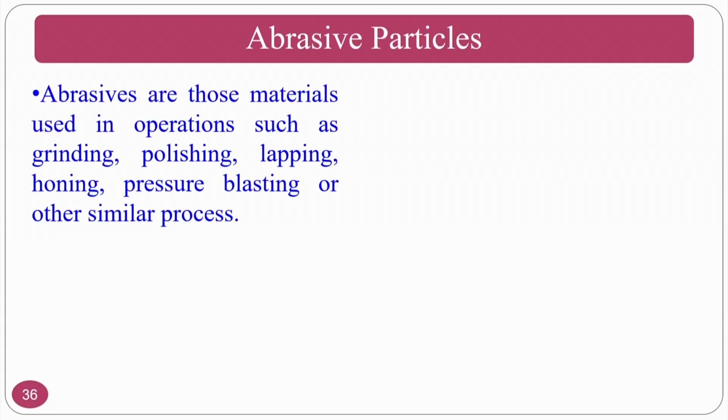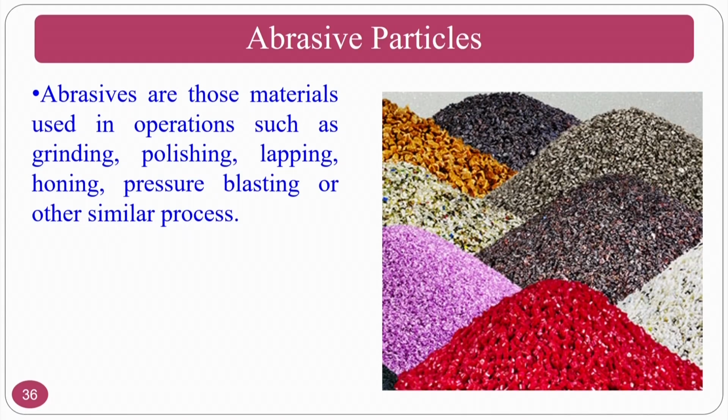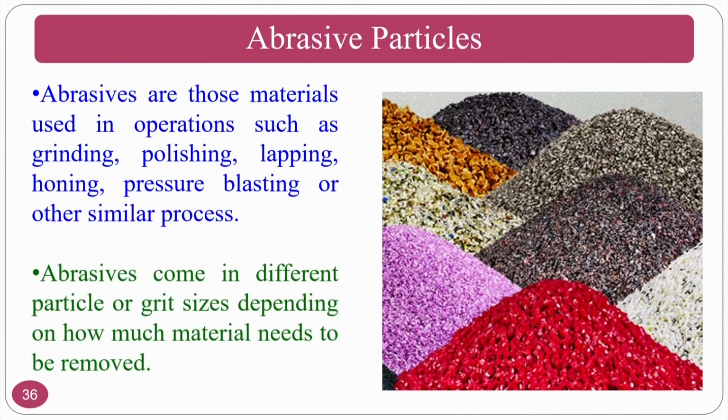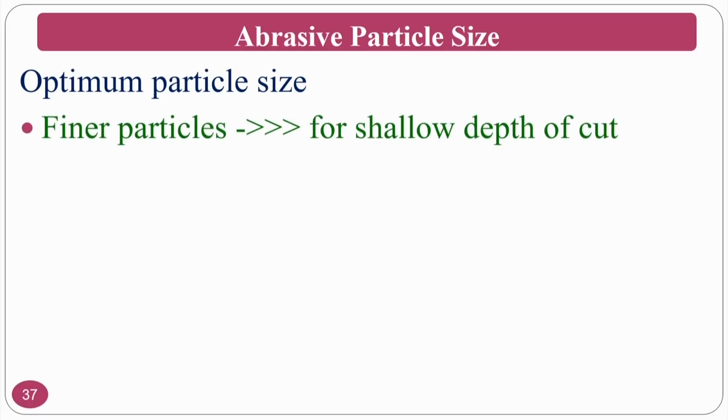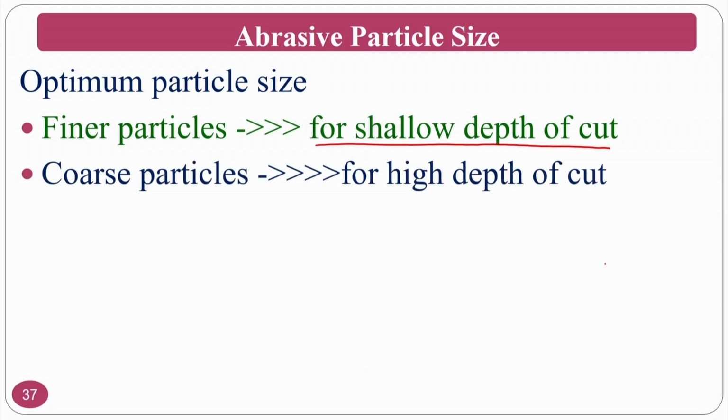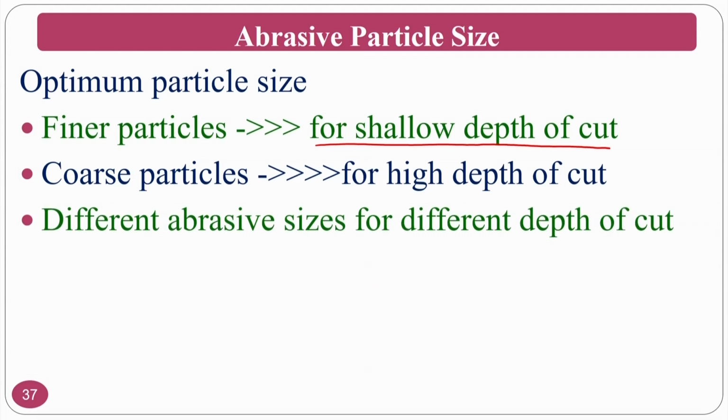Abrasives are those materials which are normally used. In abrasive jet machining, economically, granite, sand, and silica are the types of abrasive particles used. Abrasives come in different particle sizes, that is, grit sizes, depending on how much material you want to remove. If the material removal is very high, you have to go for coarser ones. If your material removal rate is less, then you go for finer. If you go for finer, the cut is much finer and you will also get the surface finish. The finer particles are normally used for shallow depth of cut, the coarser particles for high depth of cut, and different abrasive sizes can be used for different depths of cut.